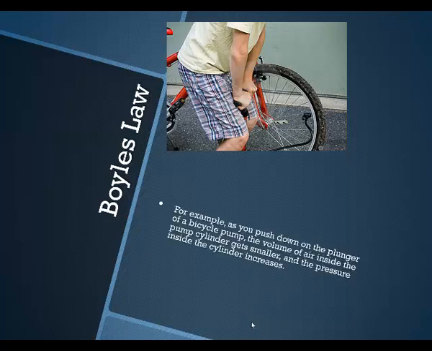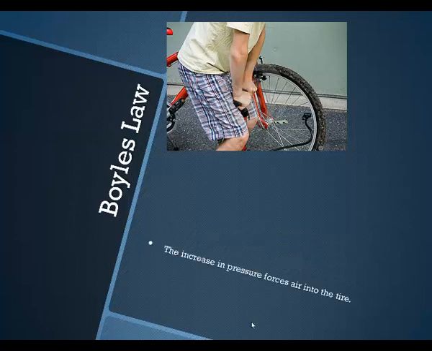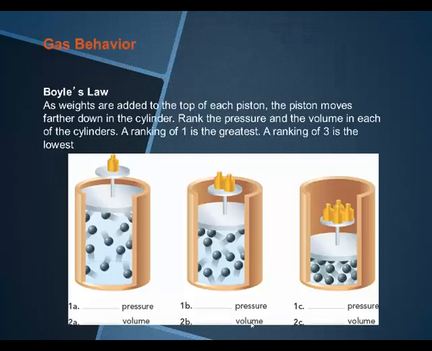For example, as you push down on the plunger of a bicycle pump, the volume of the air inside the pump cylinder gets smaller and the pressure inside the cylinder increases. The increase in pressure forces air into the tire. So looking at Boyle's law, he again used a cylinder that had a plunger that was movable. So what he did was he took weights and he added them to the top of the plunger.